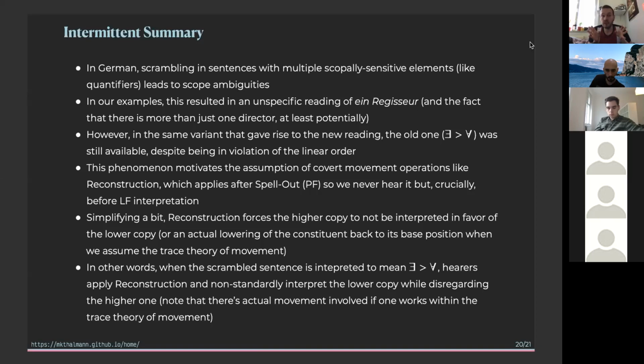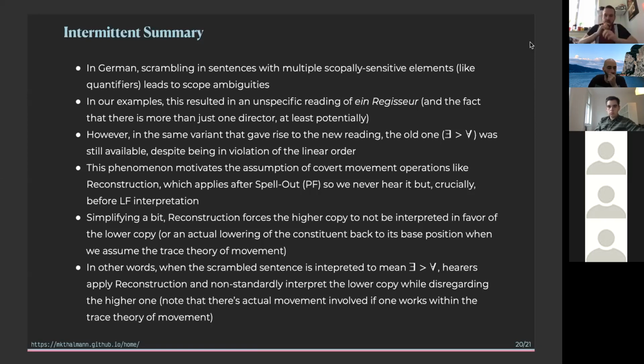If you're a proponent of the trace theory of movement, then we actually need to lower, right? Then we actually move it back down. Then the higher copy gets moved back. But with the copy theory of movement, this element is in both positions at once. So we can just choose which one we want to interpret, but with the trace theory, we go back down.